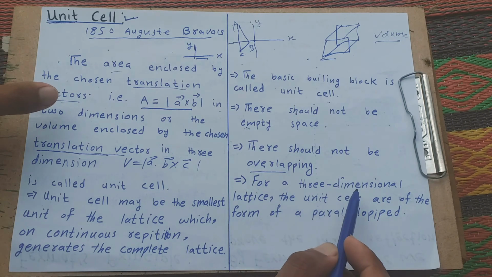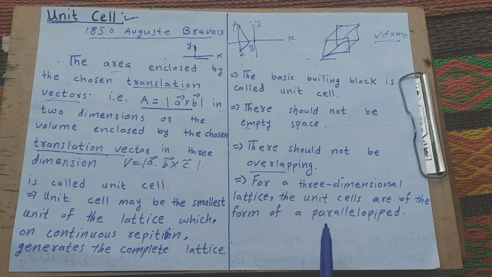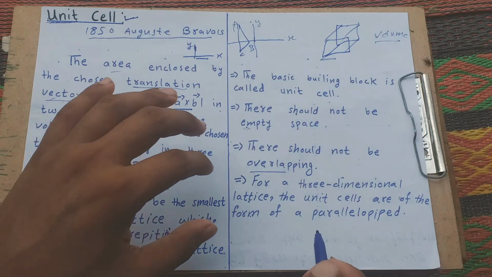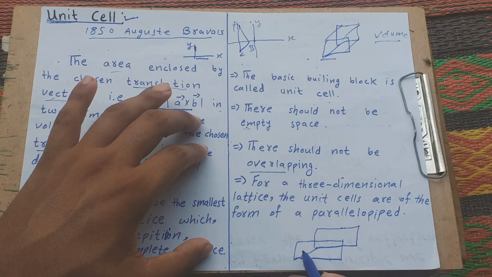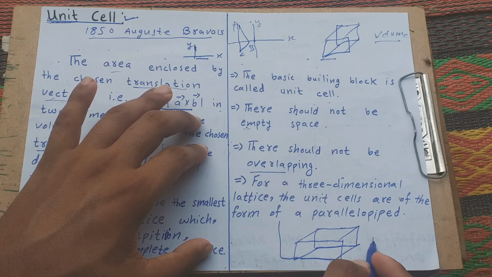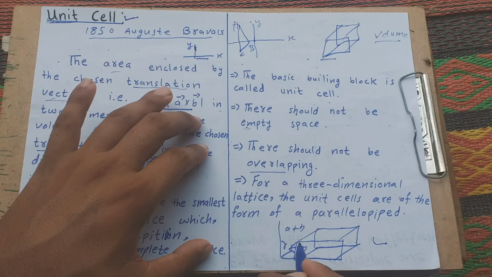Okay. For a three-dimensional lattice, the unit cells are of the form of parallelepipeds. Parallelepipeds means in three dimensions they are parallelepipeds. Okay, and this is a parallelepiped. Okay, understand? Clear?